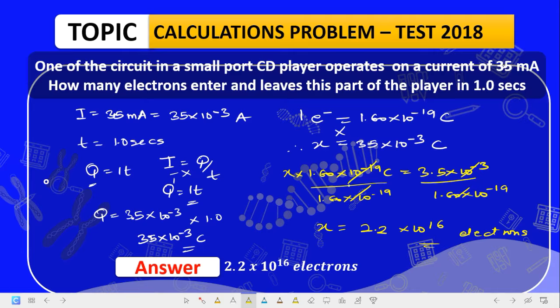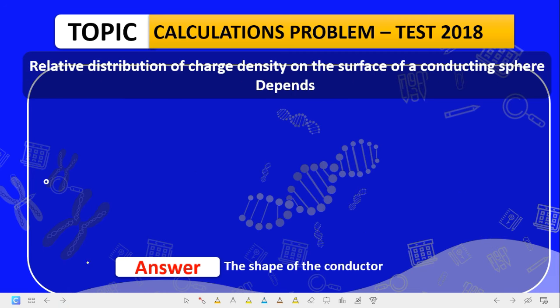If you divide 3.5 times 10 raised to the power of minus 3 by 1.60 times 10 raised to the power of minus 19, it will give you 2.2 times 10 raised to the power of 16 electrons. So those are the total number of electrons, and this is the correct answer to that question. Now let's go to the next.